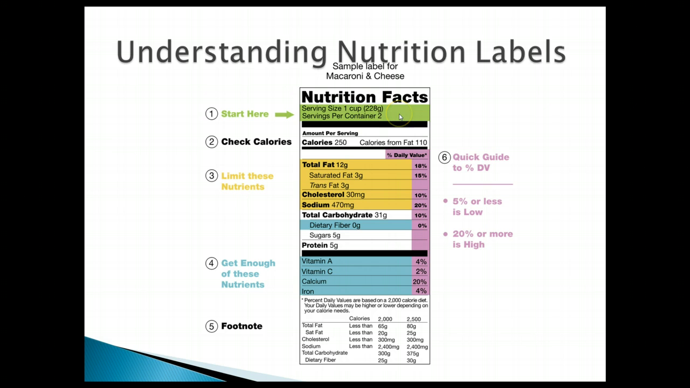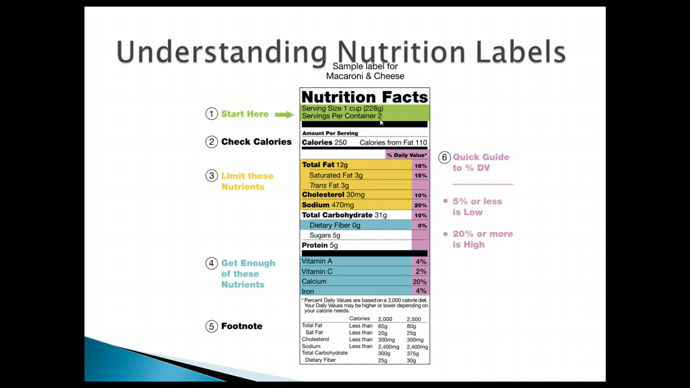So if I ask you, how many servings do you get if you eat the whole container? You should say 2. If I say how many cups do you get if you eat the whole container? You should say 2 cups, right? 2 per container, 1 cup each, okay? The other thing we want to look at is how many calories are in here, right? Very near the top, 250 calories, right? So again, this is for 1 cup, right? There are 2 servings per container.